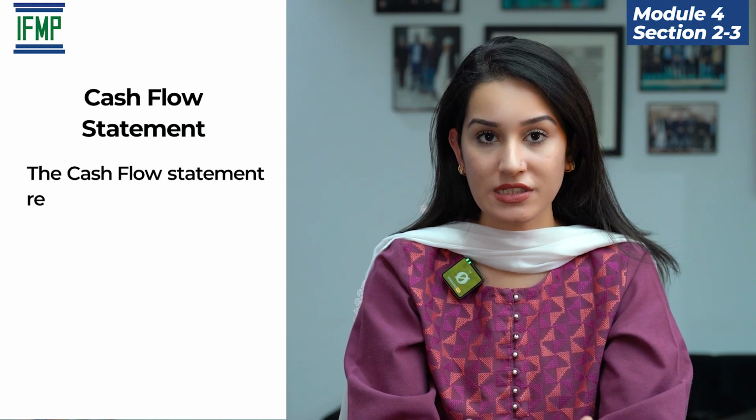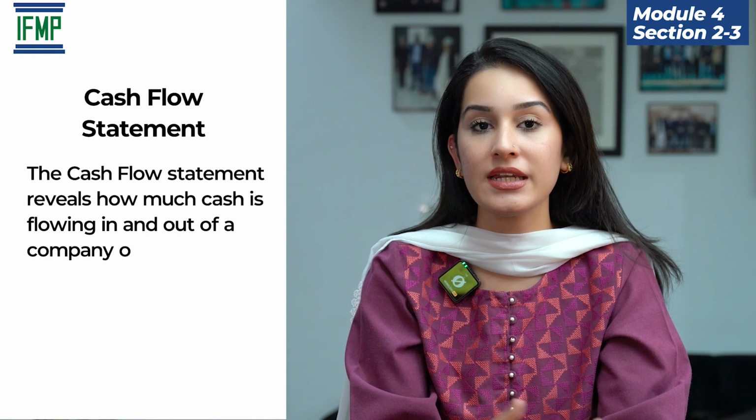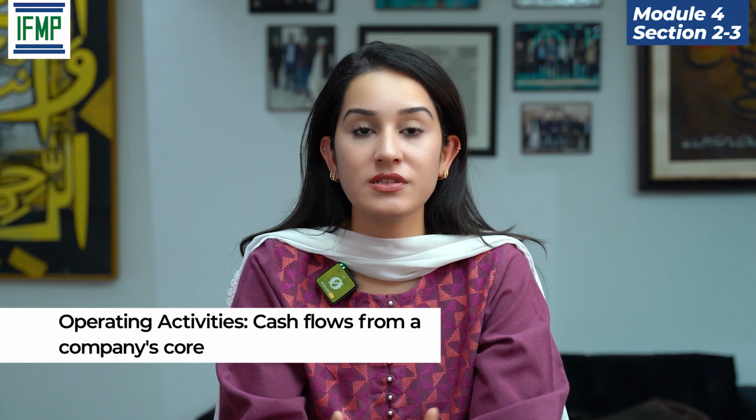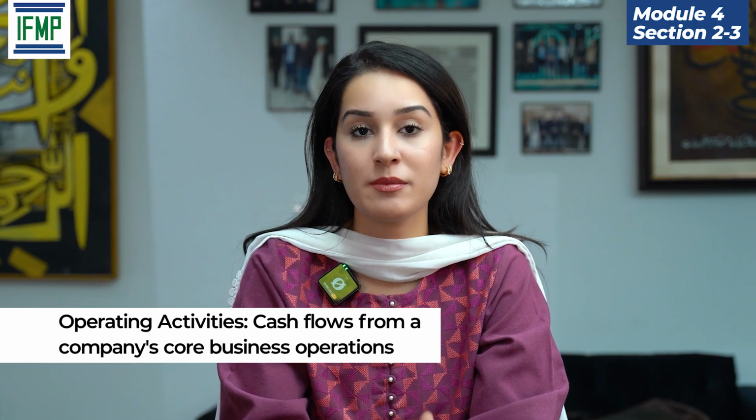Now let's move on to Section 3, which is the cash flow statement. This is a financial statement that reveals how much cash is flowing in and out of a company over a specific period of time. Let's break it down, starting with operating activities. These are cash flows from a company's core business operations, such as sales, payments to suppliers, and payroll expenses. It tells us about the company's ability to generate cash from day-to-day operations.